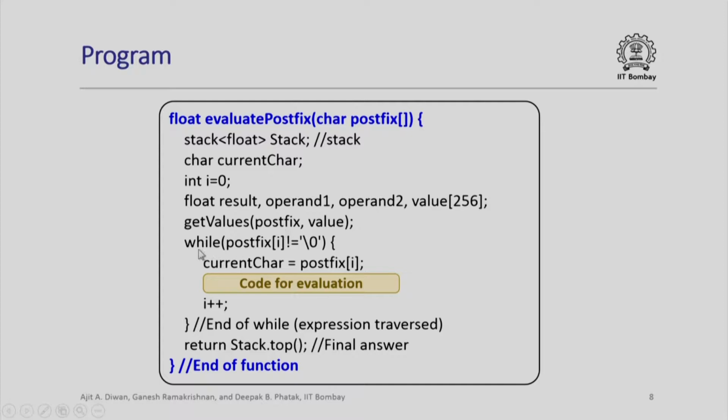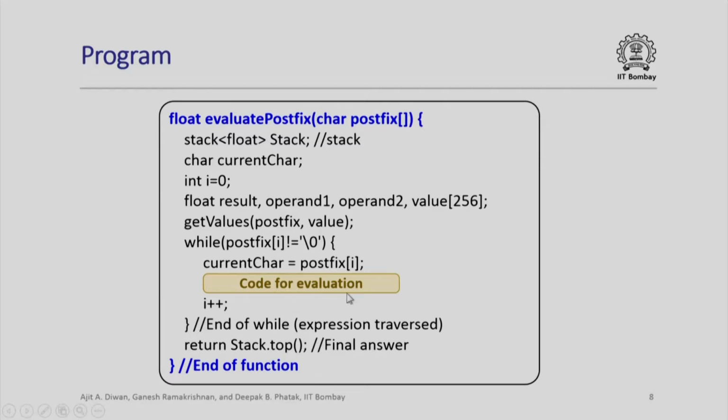This will get all the values from the user. Now, we will examine each and every character of the postfix string, assign the postfix ith character to current char, and based on the current char, we have to evaluate. Now, there is a code for evaluation which will have to be written here. Once that code is executed, I will go to the next character. So, every character in the postfix expression I will handle. We will see the code for evaluation in a moment on the next slide. When this entire while loop ends, we would have completed all our evaluation, and we know that the final result will be the top of the stack. We return the stack dot top, which is the final answer. This is the end of the function.